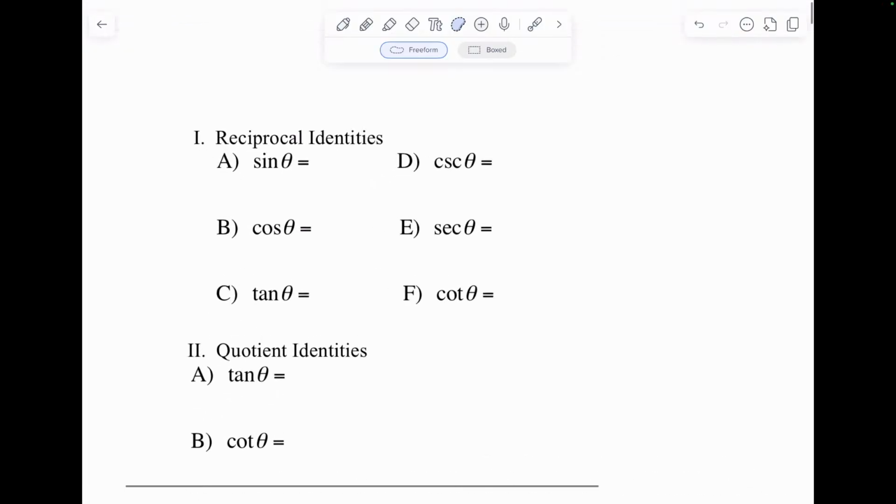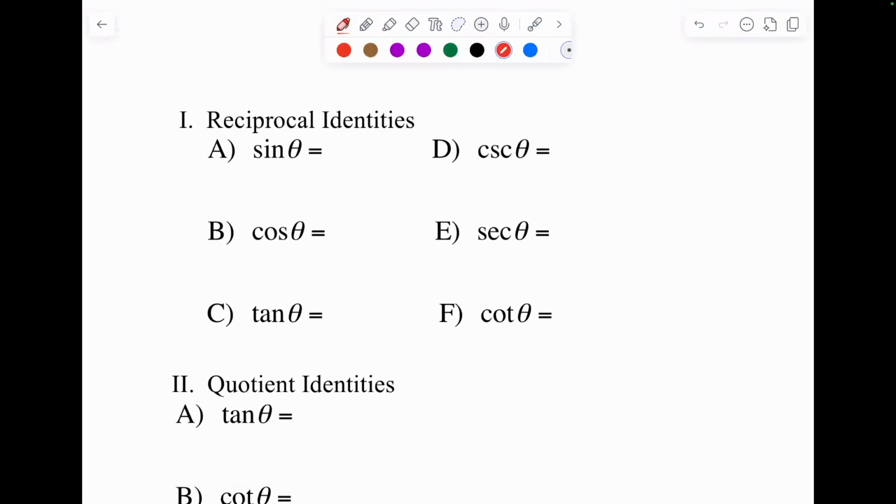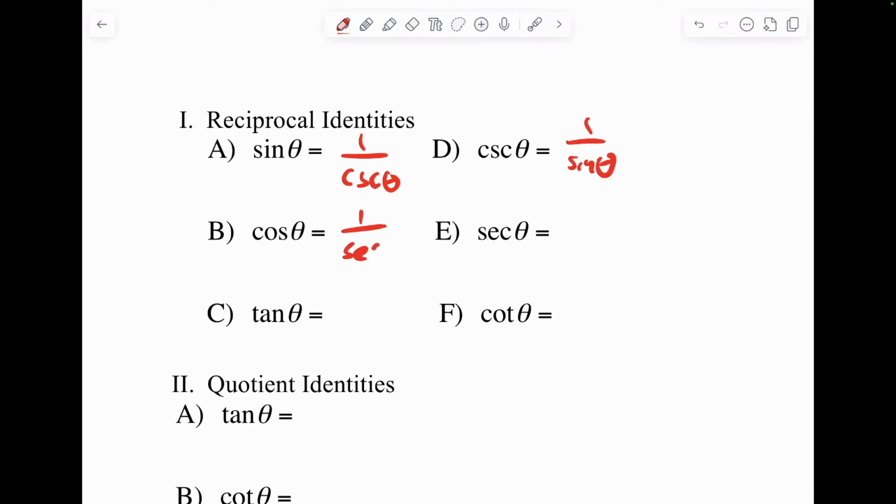Okay, so if you know your math, sine theta is equal to 1 over cosecant theta, and cosecant theta is 1 over sine theta. This is the reciprocal identity. Also 1 over secant theta, 1 over cosine theta, 1 over cotangent theta, and 1 over tangent theta. This is called the reciprocal identity. There is a reason for that: a normal scientific calculator doesn't have a cotangent button, so you have to get your value and then use the reciprocal identity to figure it out.